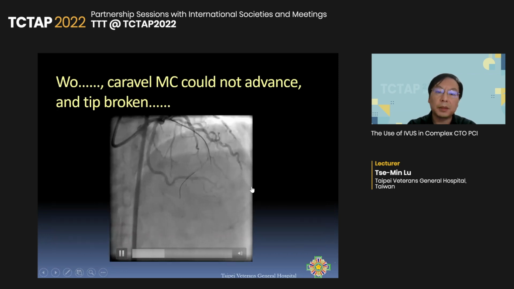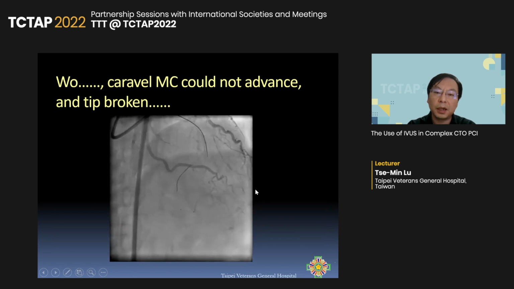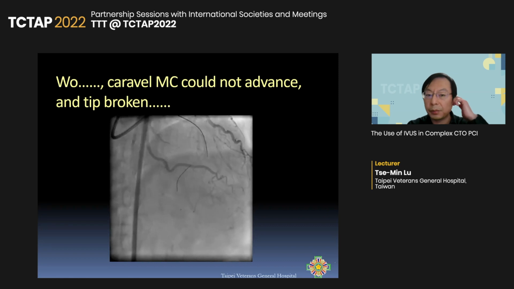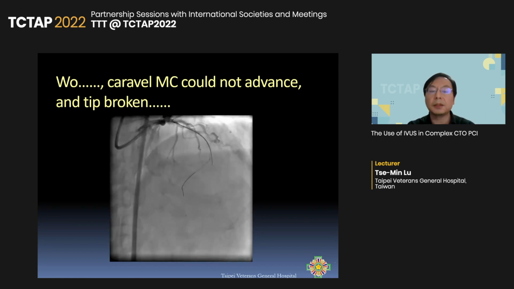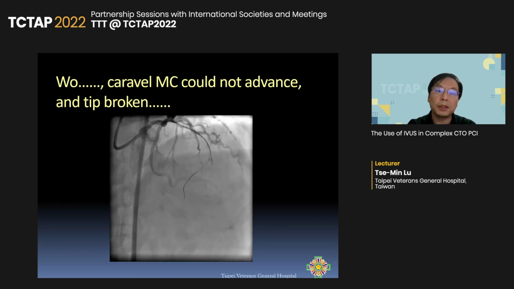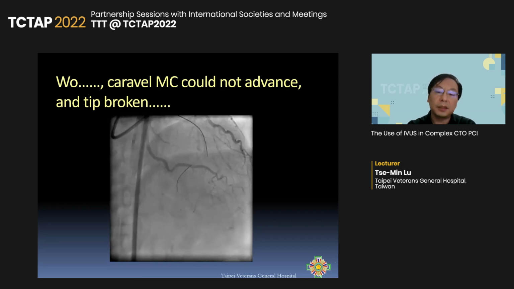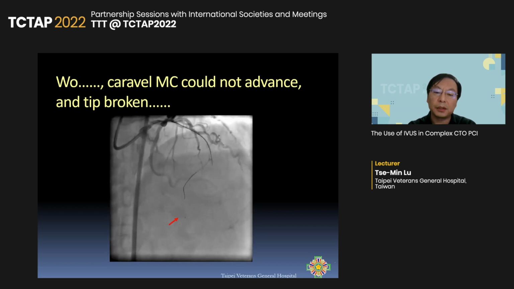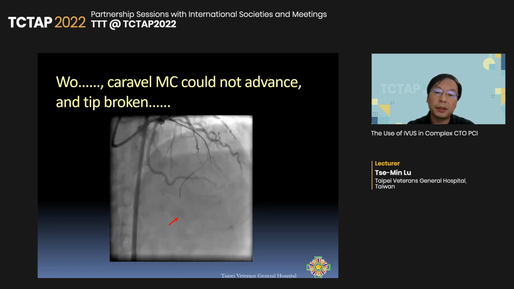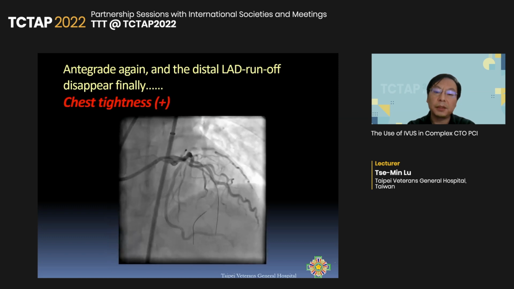I used a Caravelle microcatheter to try to cross the retrograde collateral, but unfortunately, the Caravelle was reused, so the Caravelle tip broke. You can see here that the diagonal plug obstructs the residual, the only collateral from the RCA to the LAD. So I think this is a very bad situation.